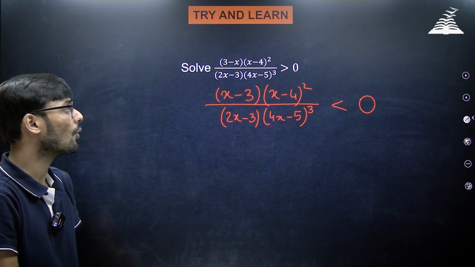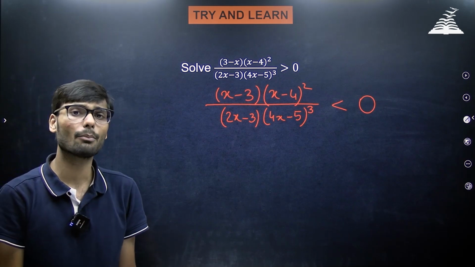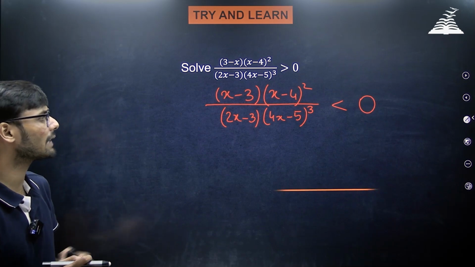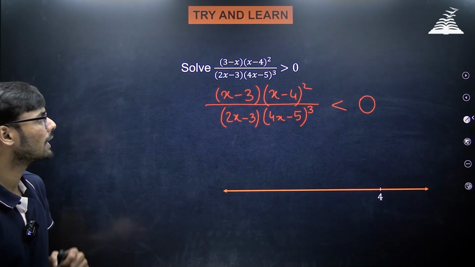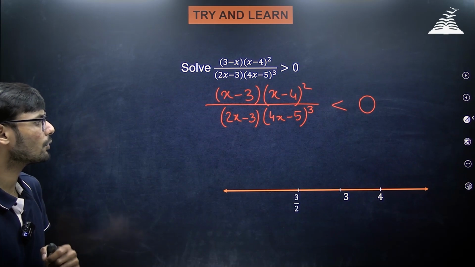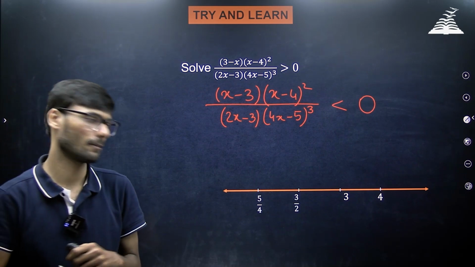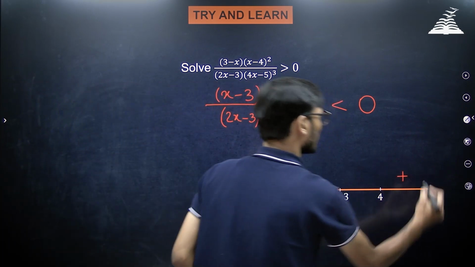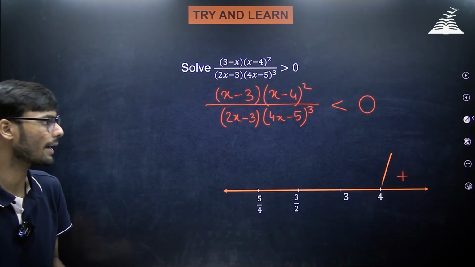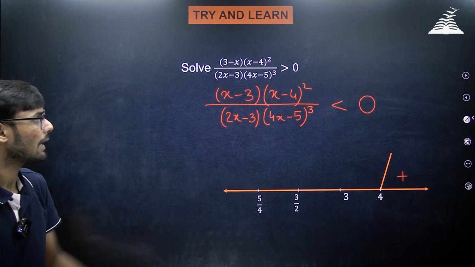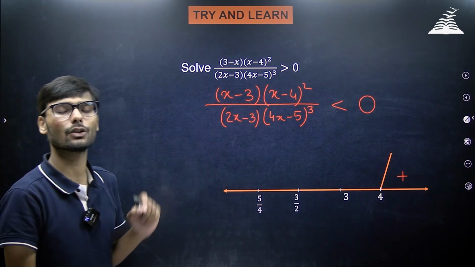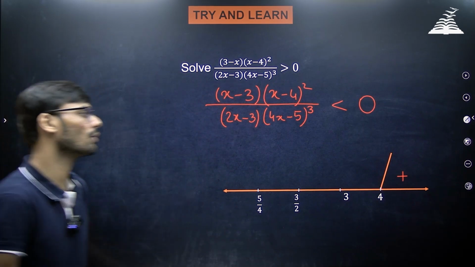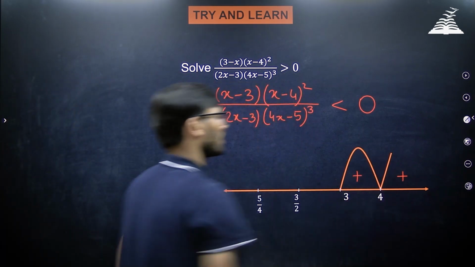Step number 2, we are going to plot the zeros of these expressions on the number line. What are the numbers that we need to plot? 4, 3, 3 by 2 and 5 by 4. The extreme right one is always positive, we know this. So positive. We are standing at 4. 4 is the zero of x minus 4 and it has power 2, which is an even number. So the sign is going to remain positive here.